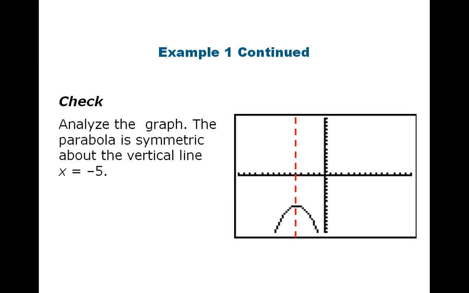So if we look at the graph of this, when we show the line x = -5, you can see that it goes through the vertex, and it is the symmetrical line x = -5.